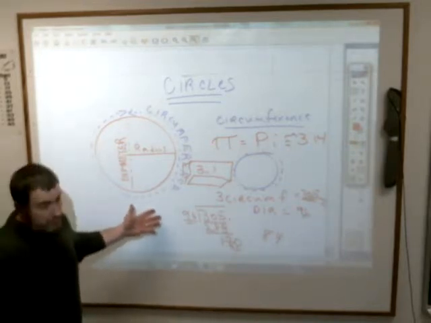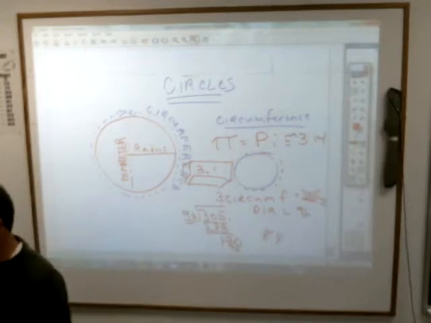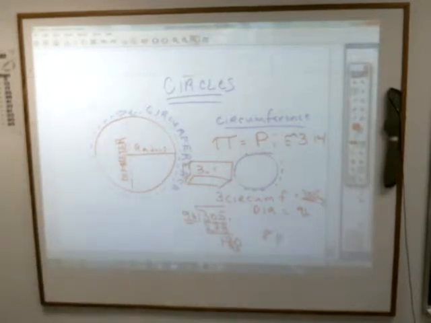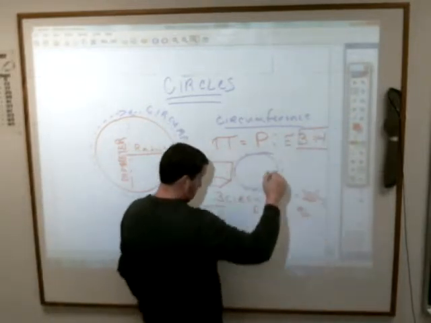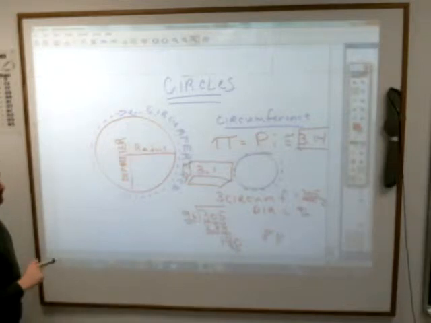But no matter how big the circle is, you can measure the circumference of that garbage can and divide it by its diameter. You will always, always, always, if you measure accurately enough, you'll get 3.14. To which you're going to say, well, so what? What's the big deal about that?